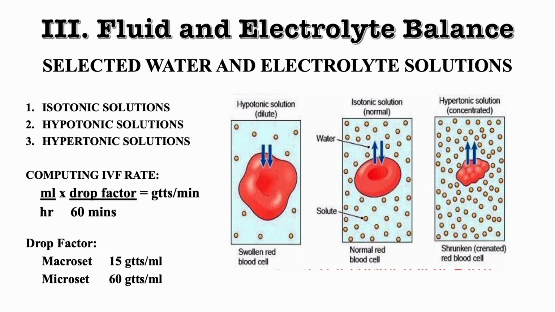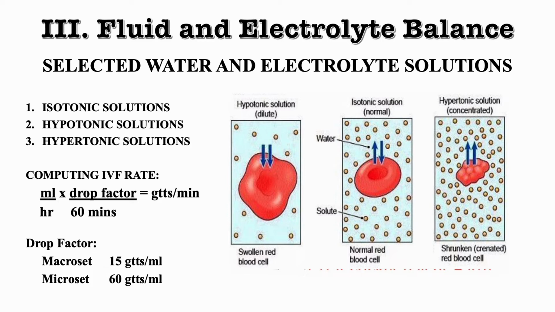We have three types of solutions: isotonic, hypotonic, and hypertonic. Isotonic solutions, as seen in the middle photo, have a similar concentration of fluid, sugars, and salt to the blood. That's why RBCs remain normal or the same.